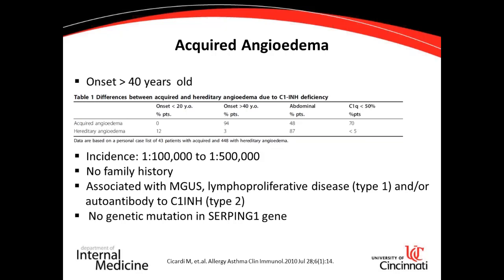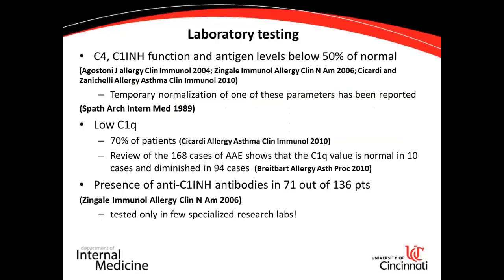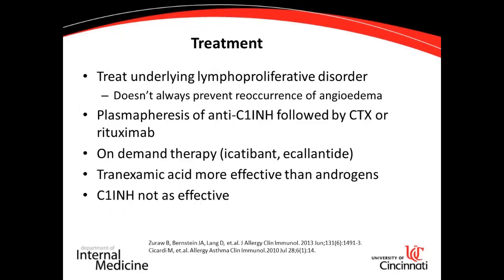They have no family history. As I mentioned, they can have the lymphoproliferative disease, they can have the autoantibody, or they can have both, and there's no genetic mutation. This just talks about laboratory testing. It looks just like HAE. Again, the difference is these patients have low C1q in 70% of cases, and they have the antibodies as well.